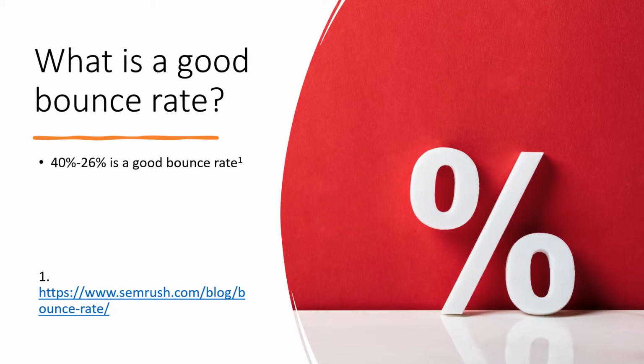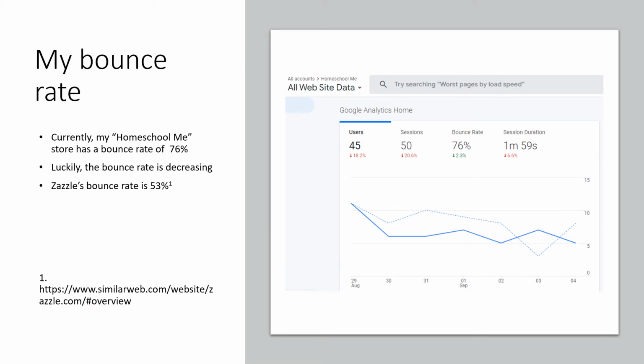What is a good bounce rate? 40 to 26% is a good bounce rate, and I wrote the citation as a footnote. My bounce rate: currently, my Homeschool Me store has a bounce rate of 76%. So this is the store I'm using to do this presentation on.